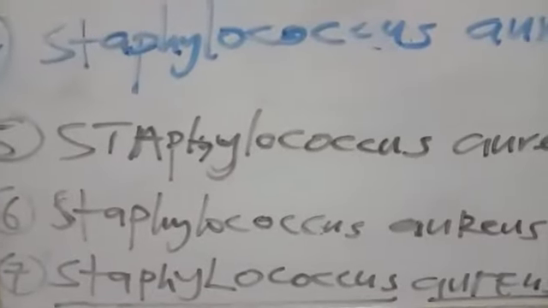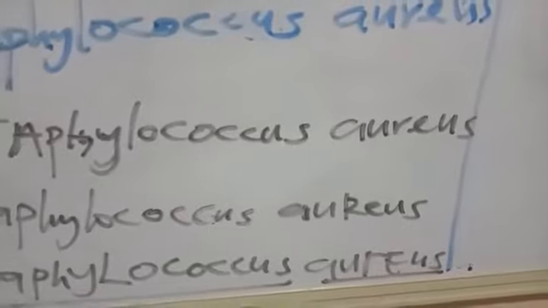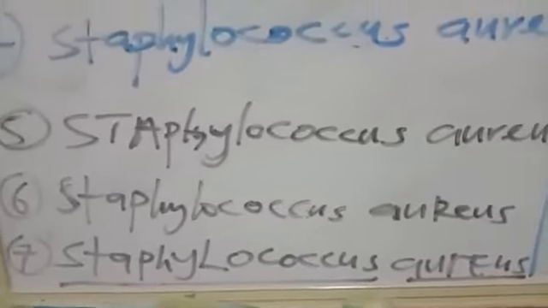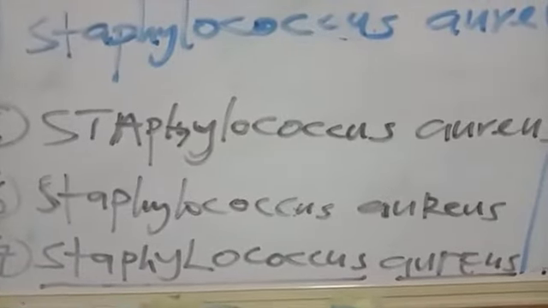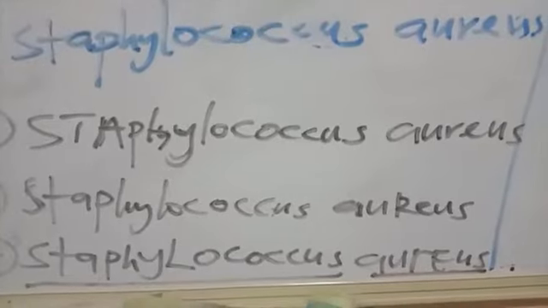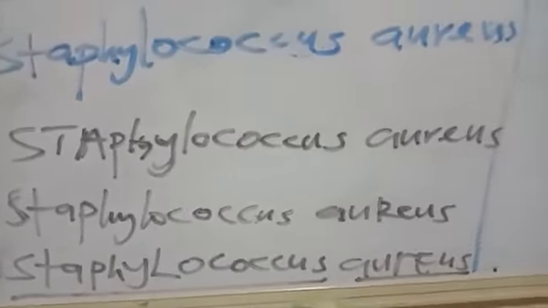Number 6 is wrong also because Staphylococcus is correctly written, but look at the aureus. The R is capital R, so that's wrong. Then number 7 is also wrong, even though it is underlined. Staphylococcus aureus, it looks correct, but look at the L in Staphylococcus is capitalized. So these are all wrong.